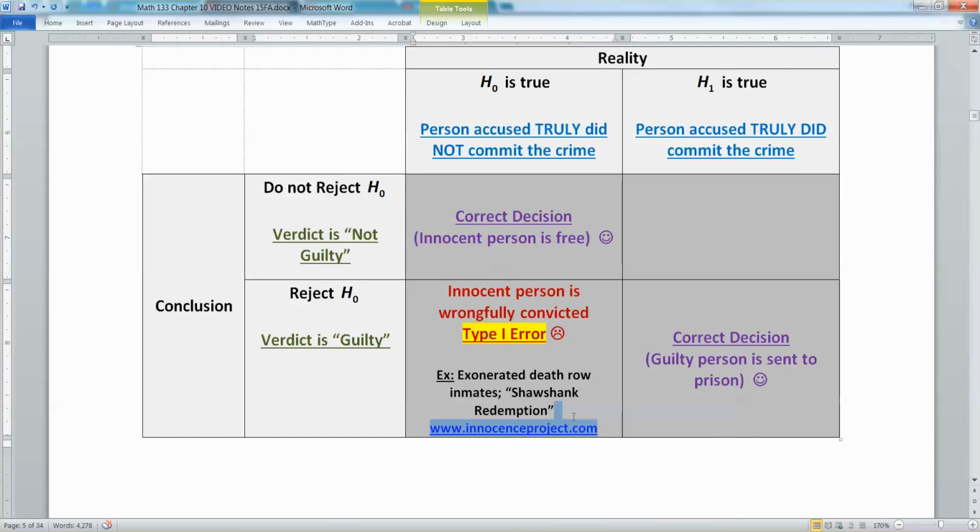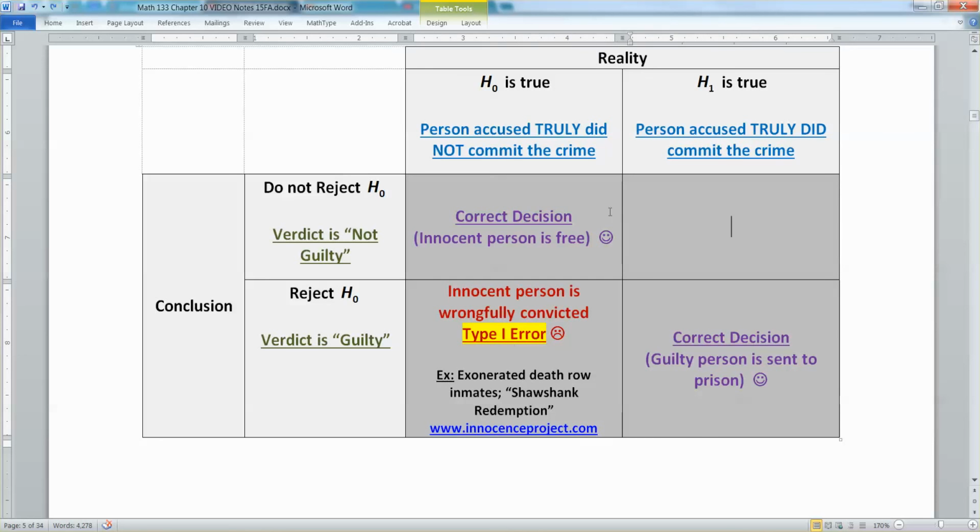I mean, not thousands and thousands, but hundreds and hundreds of people have been let go because of their work, which means that there were people that were wrongfully convicted in every single state, because it's going to happen, right? You can never be 100% sure that it's not going to happen. In other words, type 1 errors are going to happen in any system, including the legal system, including the medical system, including all sorts of things.